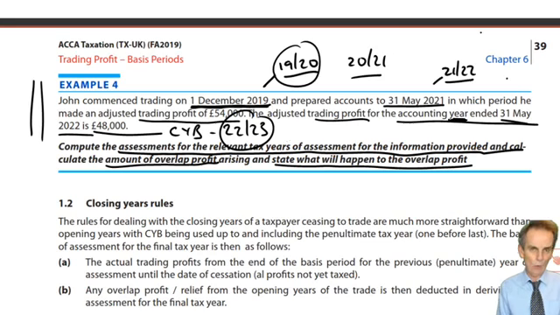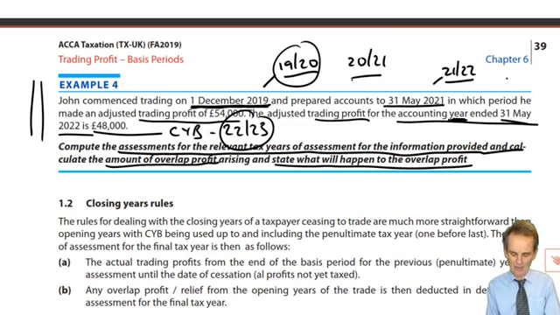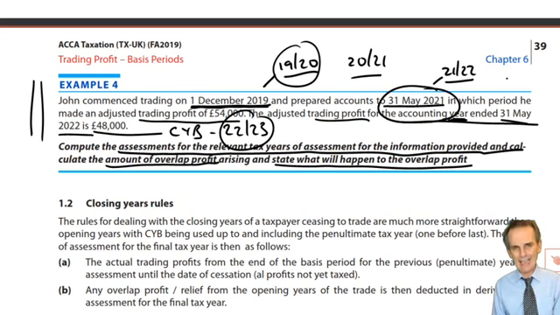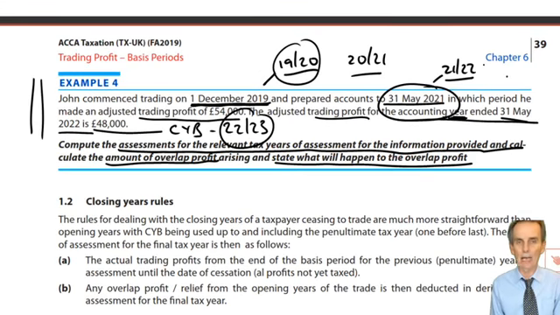In between, what are we going to do? 2021, no accounting period ending in that second tax year. That means an actual basis will apply. 21-22, we have an accounting period ending in that. It is the third tax year. It is a long period. We take the last 12 months of that particular period. Okay, over to you guys, therefore.